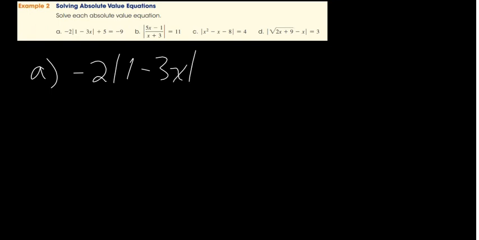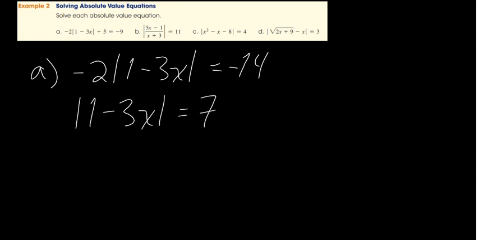For A, I'm going to rewrite this by subtracting 5 from both sides. So it's going to be negative 2 times the absolute value of 1 minus 3x, and since we subtracted 5 from both sides, that is equal to negative 14. Next we're going to divide both sides by negative 2. So by dividing both sides by negative 2, we have the absolute value of 1 minus 3x is equal to, well, negative 14 divided by negative 2, which is positive 7.